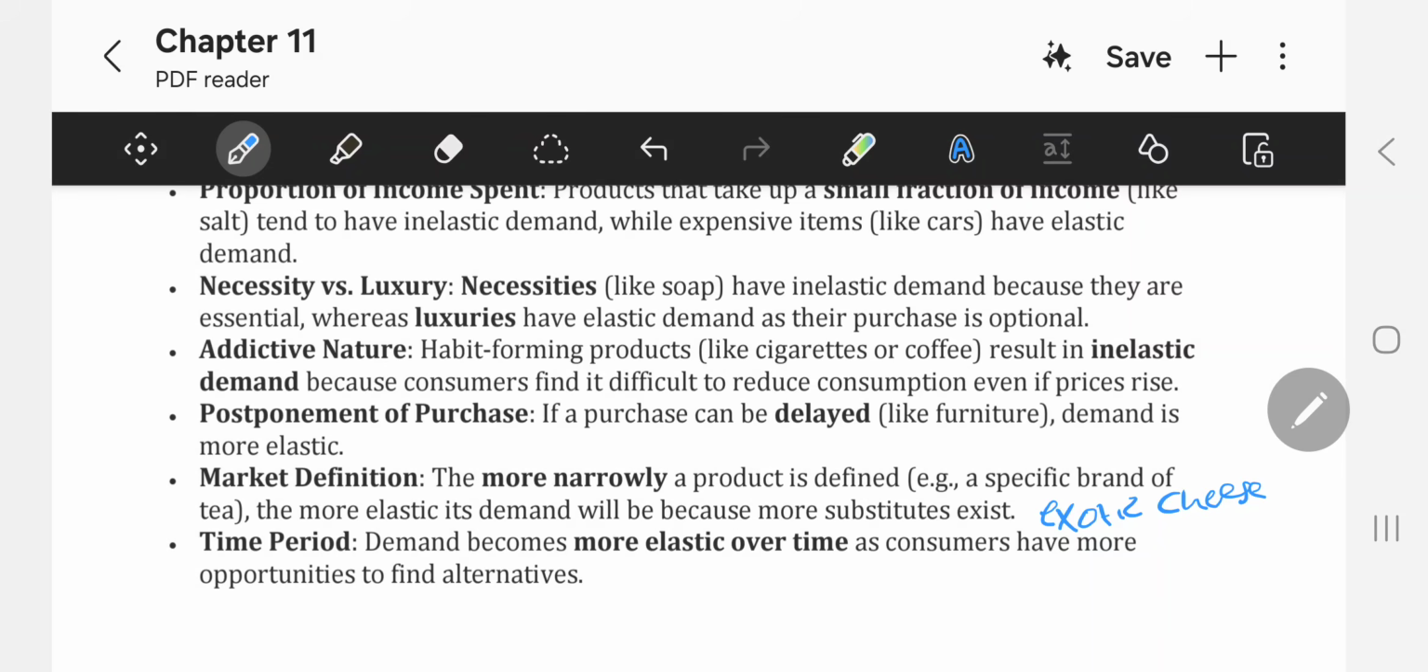In a longer period of time, consumers have more time to look for alternatives and also to notice the price change, and therefore because of that, a longer time period makes products more price elastic.